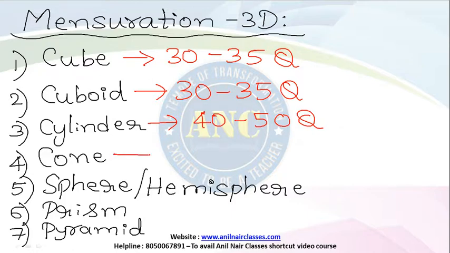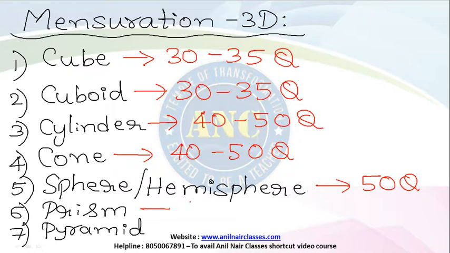Cone also we will be discussing approximately 40 to 50 questions. And next comes sphere or hemisphere, approximately 50 questions we will discuss here. And prism and pyramid, approximately some 30 questions. This is our target for the next few days of our classes.